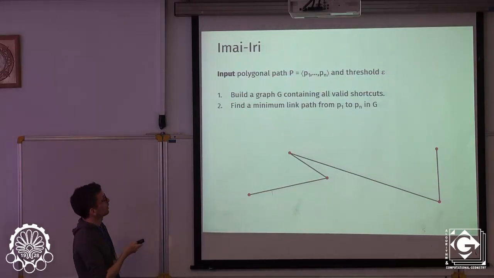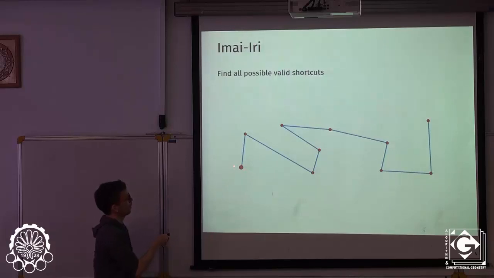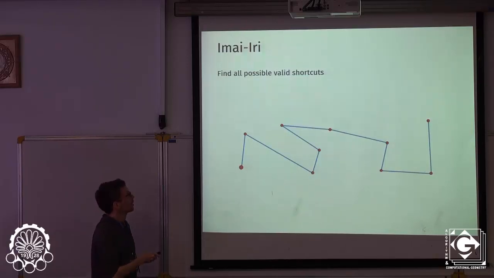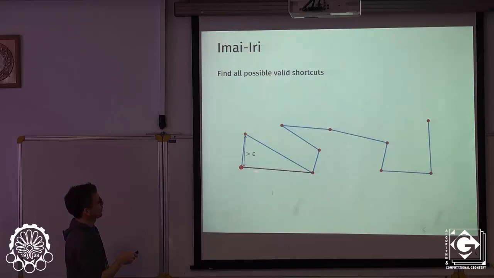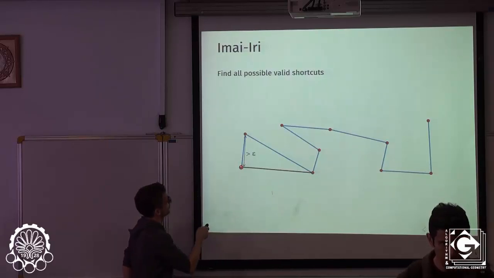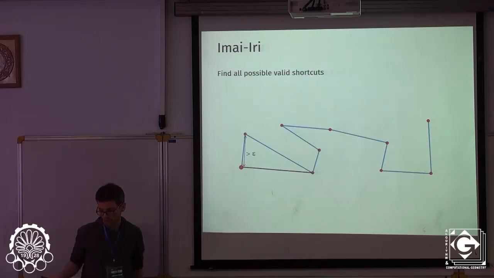The bottleneck in this algorithm is finding all of these shortcuts. So finding all of these segments that are valid, could be valid in a simplification. Because we will always need to test distances, and if we do that a quadratic number of times, in particular, if we now test long edges, that might be very expensive.